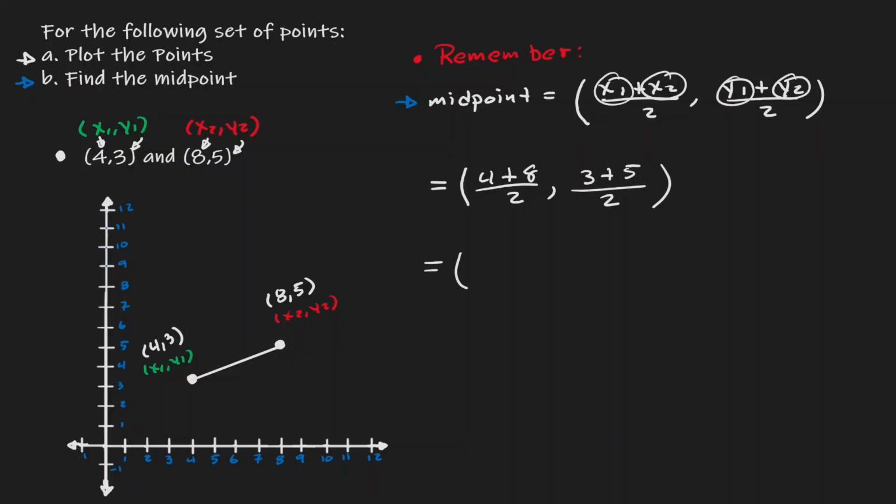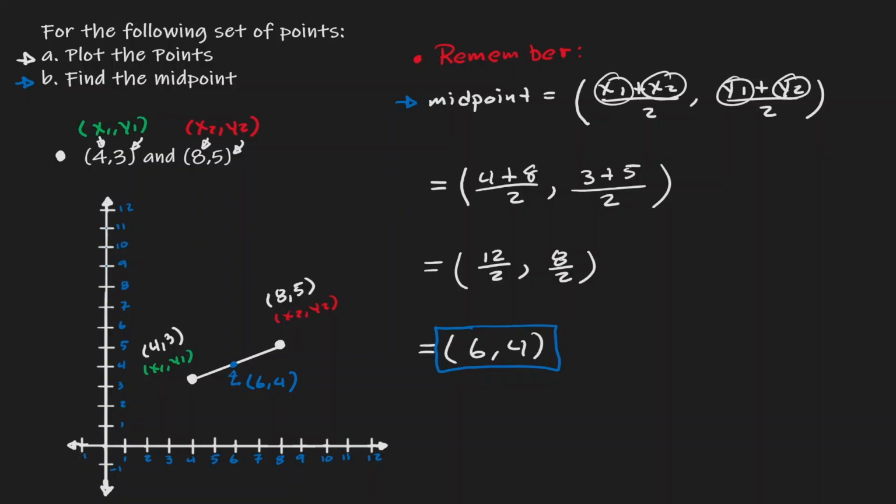And if we combine, we get 12 divided by 2. And if we combine, we get 8 divided by 2. If we simplify, we get (6, 4). Now let's identify where (6, 4) is in our diagram. Notice the location of (6, 4). It is between the location of the 2 coordinate points that we are given. So therefore, we have defined the midpoint of those 2 values.